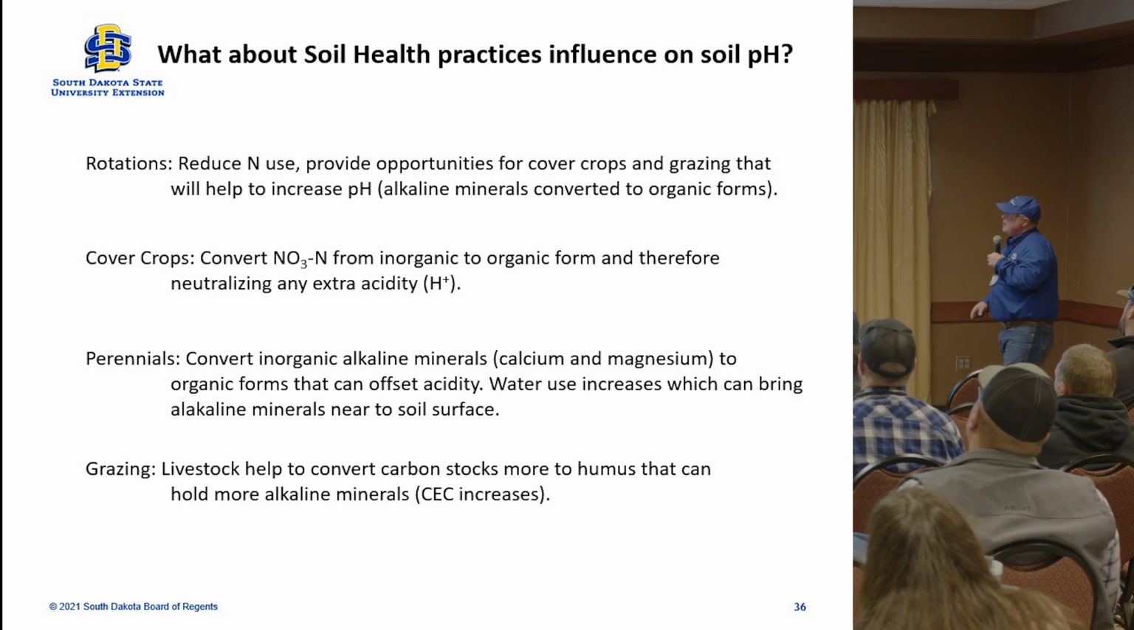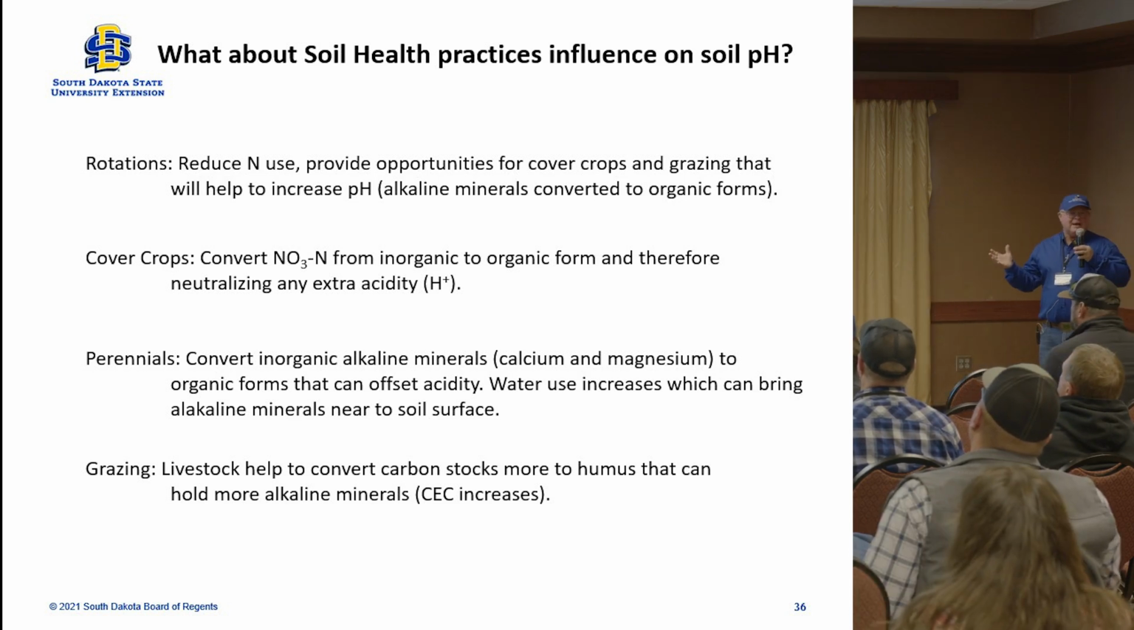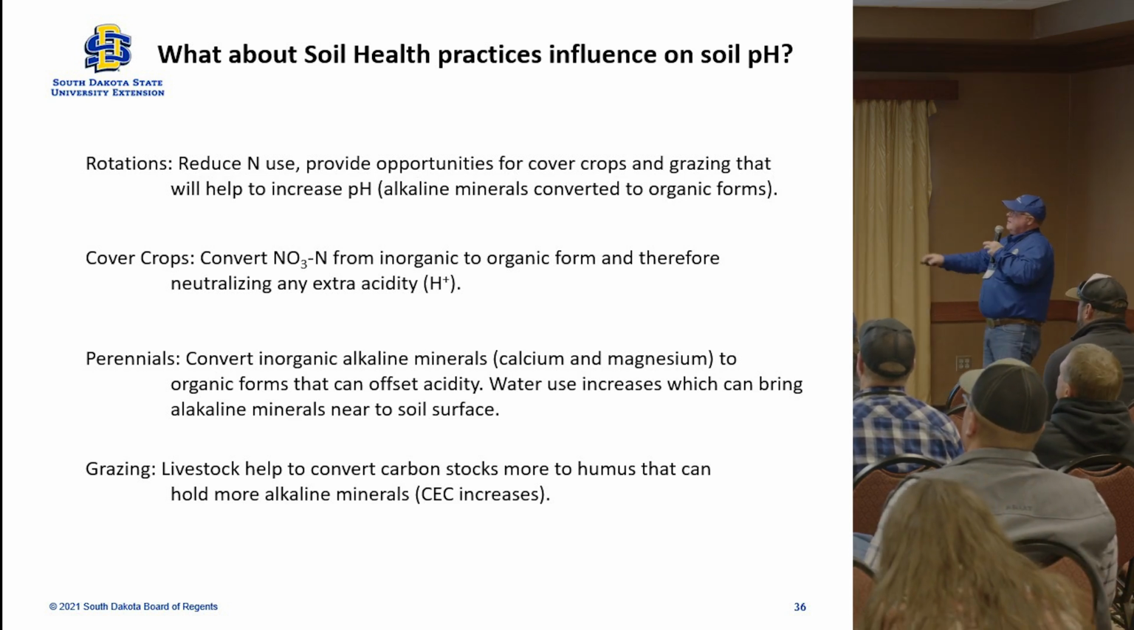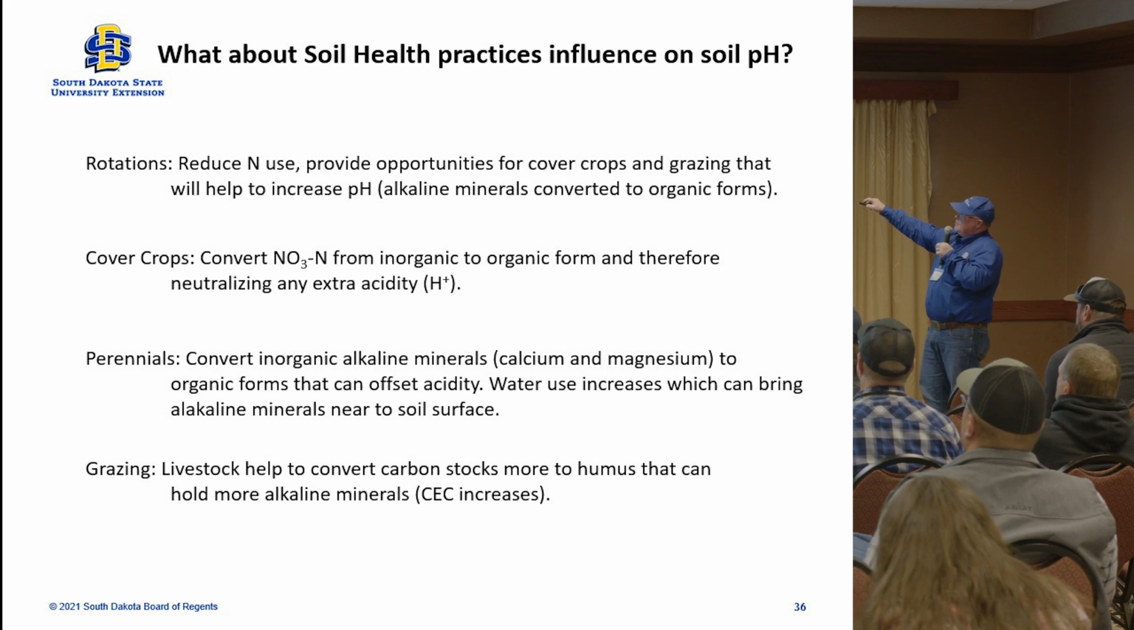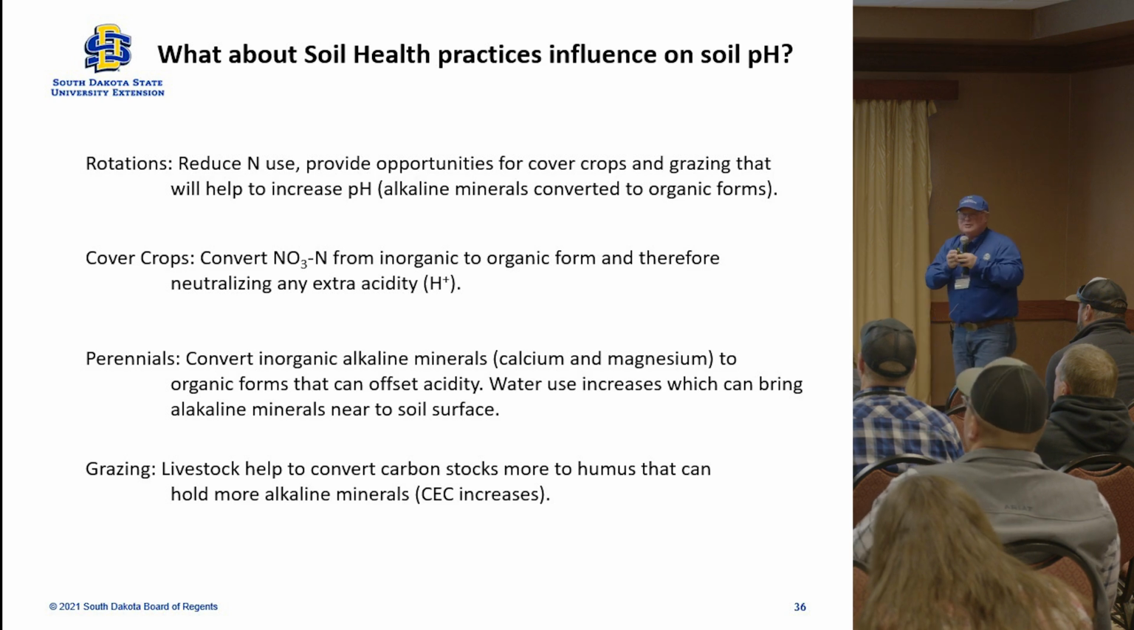Okay, so what about soil health practices? What y'all came for, okay? Rotations reduce nitrogen use and provide opportunities for cover crops and grazing that will help increase pH. Bring those alkaline cations to the surface, right? Those forages contain calcium, magnesium, potassium, goes through the cow, goes back on the land. Okay, that's what that does.